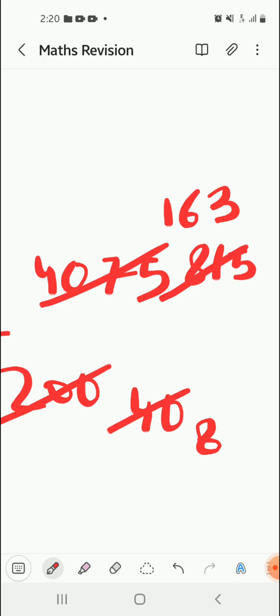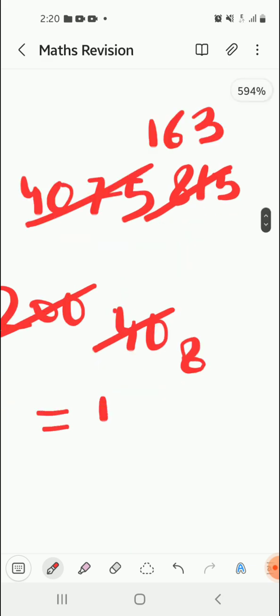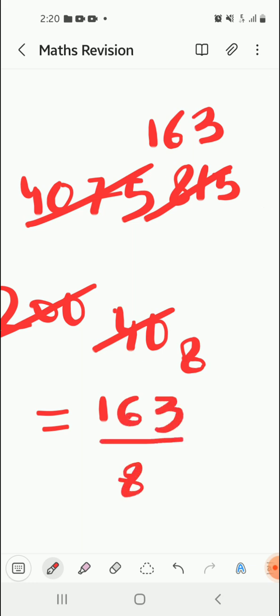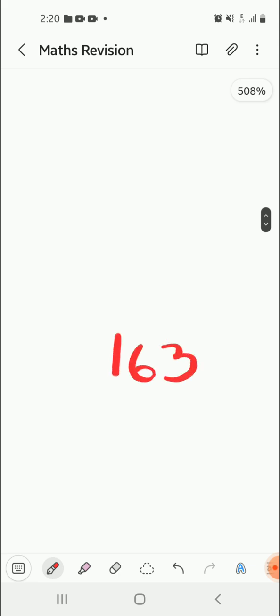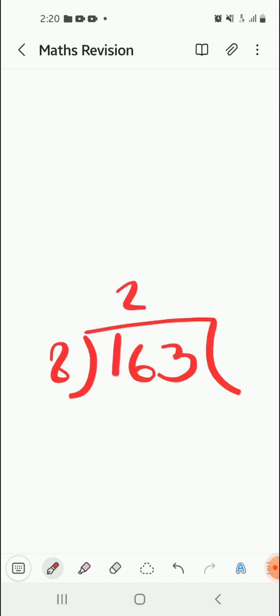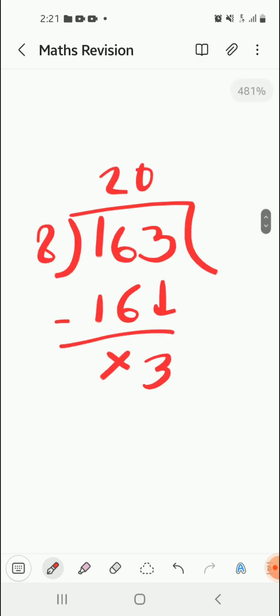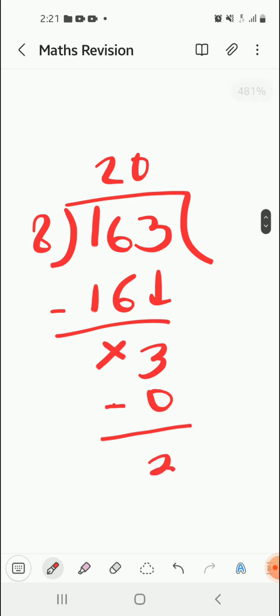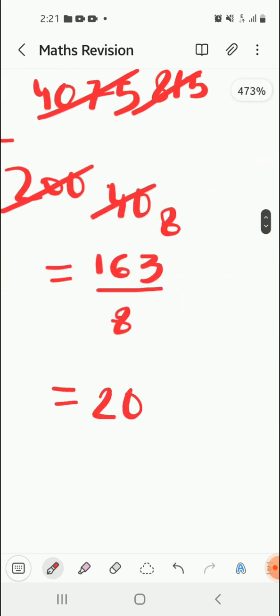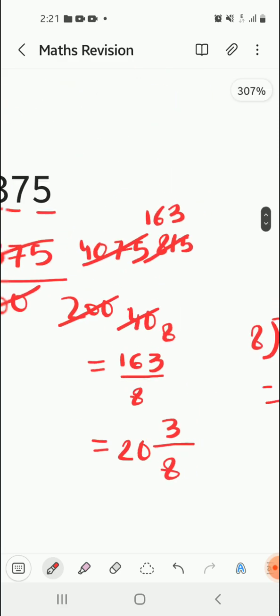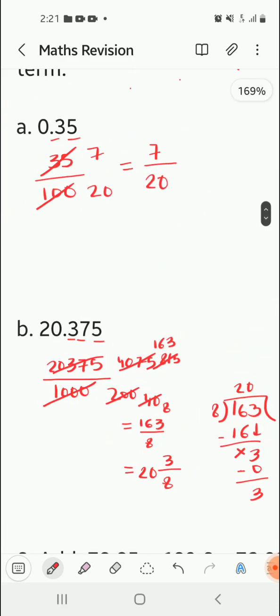We can't cancel it any further, so we can simply write the answer in this manner, 163 by 8. Or we can also write this answer in mixed fraction. 163 by 8: 8 into 2 is 16, we've got this 3. 8 into 0 is 0. This 3 remains, so my answer is 20 and 3 by 8. So we can also write it as 20 3 by 8 in mixed fraction. That is it.